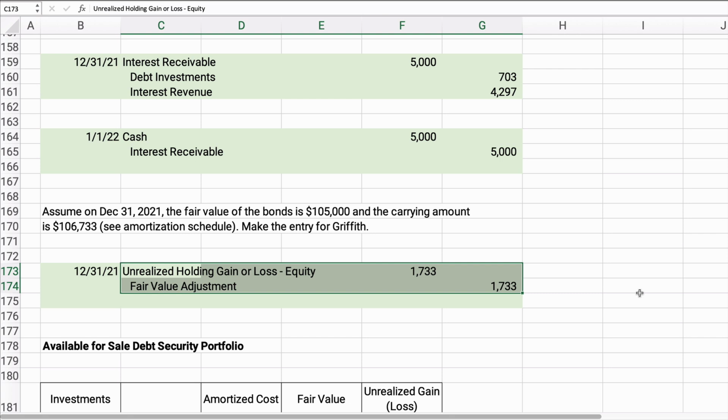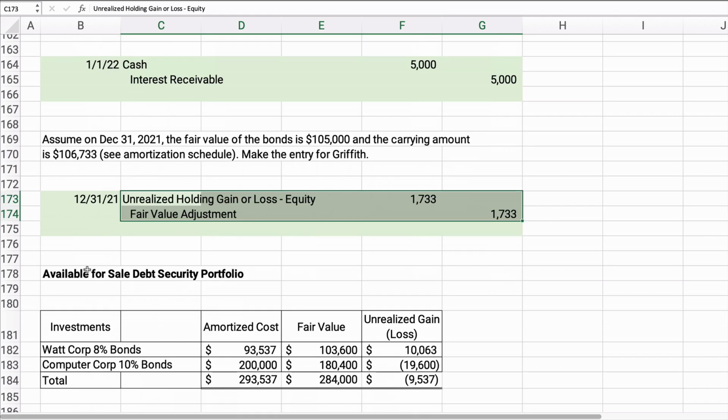Now, what is this unrealized holding gain or loss? Well, it's a nice little account, because you can put that account as a debit or a credit. If it's a debit, it looks like a loss. If it's a credit, it looks like a gain. So we have a loss here from 106 down to 105. And this goes through equity, other comprehensive income in stockholders' equity. So that's the kind of journal entry you need to make for this. So that's one example.